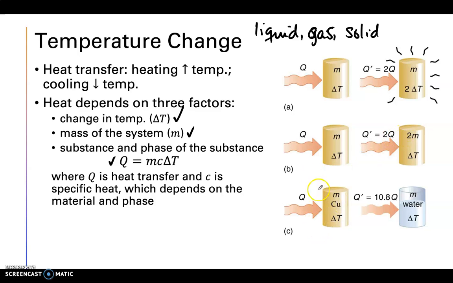Now in this case down here, we have different materials: this is copper and this is water. Our Q will be different. The only thing that's left is that c, our specific heat. So in these cases, the specific heat of copper is not the same as the specific heat of water. A lot of times you'll see me write subscripts like this when I'm doing specific heat, because it can get a little complicated when we have different materials.